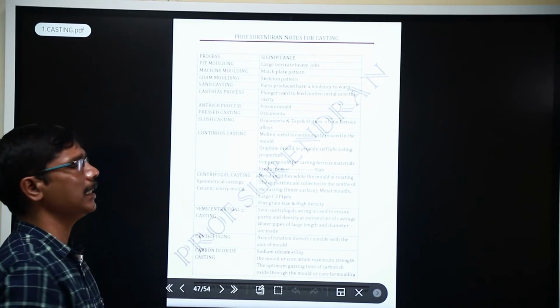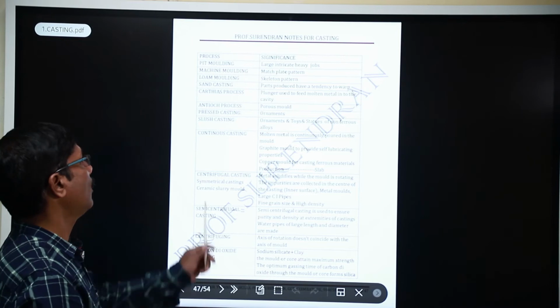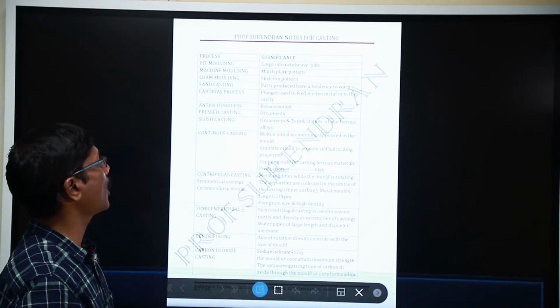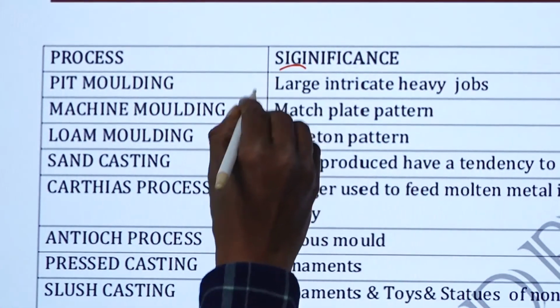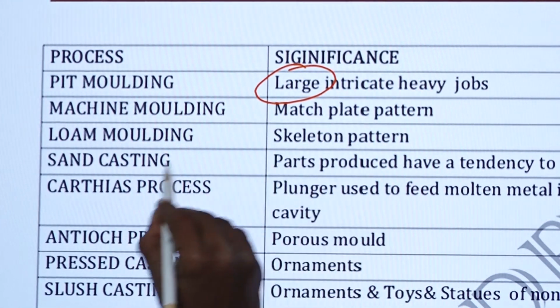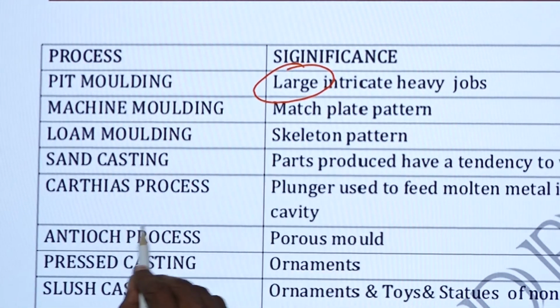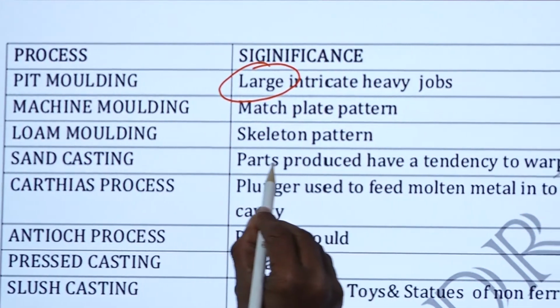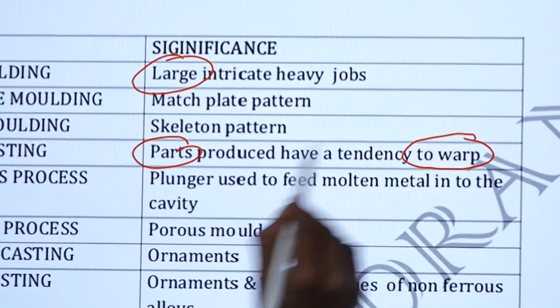So these are the different significance of the different processes. Pit molding is used for large castings. Machine molding is used with the match plate pattern. Loam molding is used with the skeleton pattern. Sand casting is used for parts with tendencies to warp.